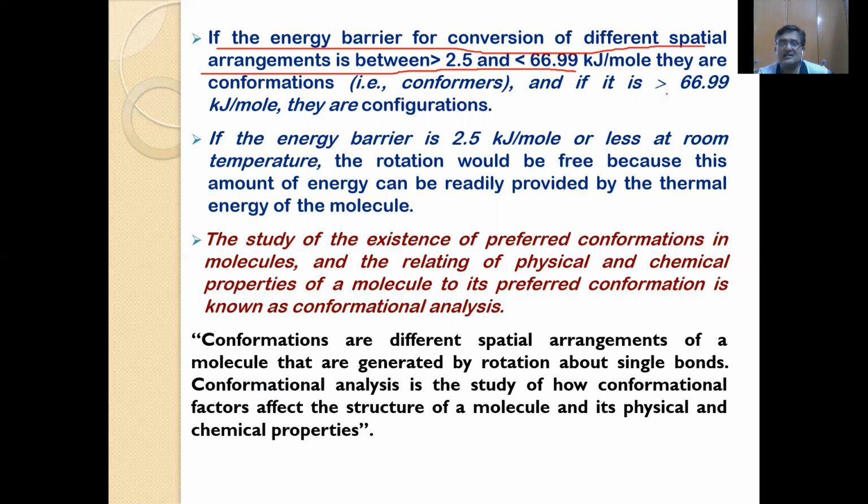If it is greater than 66.99 kilojoules per mole, they are supposed to be called configurations. If the energy barrier is 2.5 kilojoules per mole or less at room temperature, the rotation would be free because this amount of energy can be readily provided by thermal energy of the molecule.